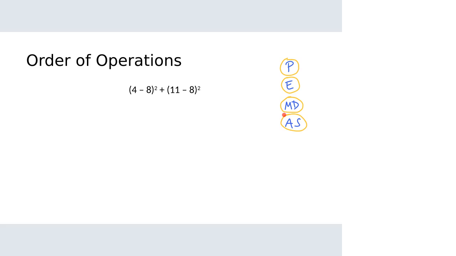As we look at this expression we've been given, we can see that we have some subtraction, we've got addition, we've got exponents, and we have parentheses all over the place. Since we have parentheses, and there are things to do inside those parentheses, that's what we're going to do first. So we're going to simplify the things that are inside the parentheses. Here we have 4 minus 8. That'll be negative 4. And 11 minus 8 will be 3.